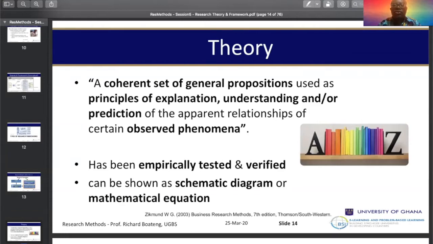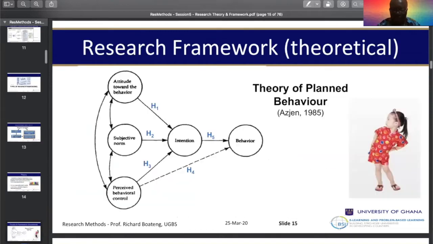Okay, good. So, theories, as someone said earlier, can be empirically tested and verified, but they can be shown as a schematic diagram or a mathematical equation or just a sentence. There's no diagram, there's no mathematical equation, it's just a sentence. Now, for example, this is the theory of planned behavior. And it's a research framework at a theoretical state now. You don't worry about the word research framework, but this is the theory of planned behavior.